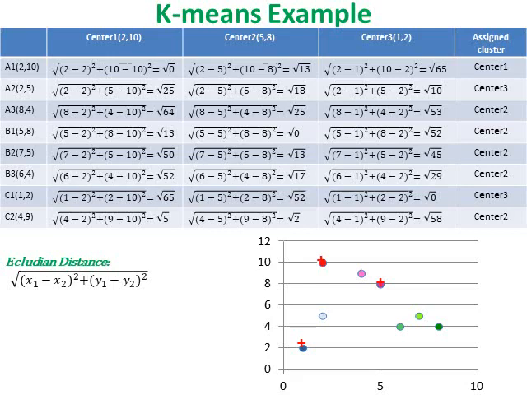Next, take the second data point A2 (2, 5). Calculate the distance from each center. You will get root 25 for center 1, root 18 for center 2, root 10 for center 3. The minimum value is root 10. So A2 is assigned to center 3.